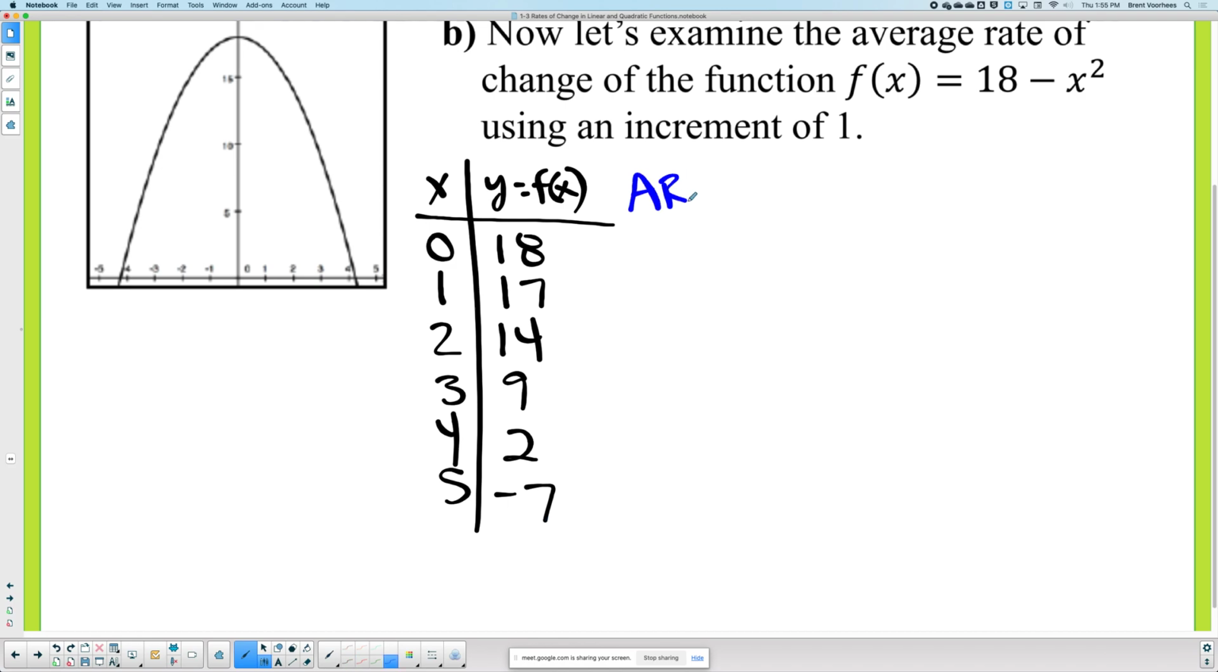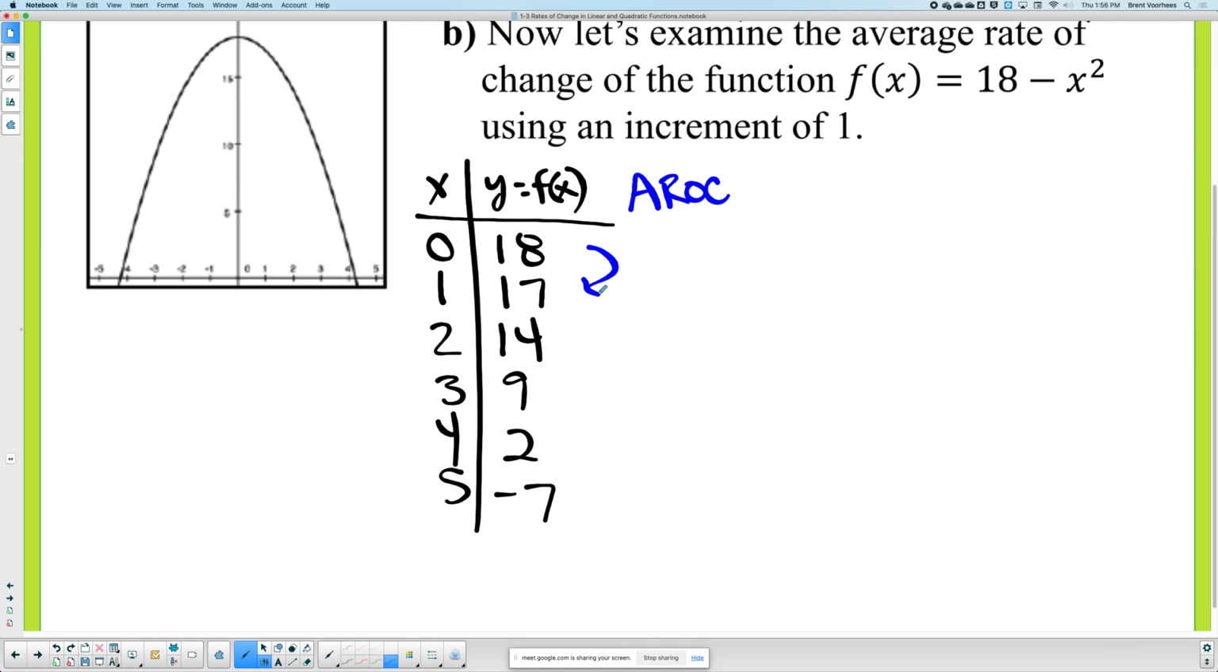Okay, now let's find our AROC. What does AROC stand for again? Average rate of change. And on a graph, it would represent the slope of the secant line. Very good. The slope of the secant line. Just saying this stuff, repeating it over and over until it becomes easy for you.